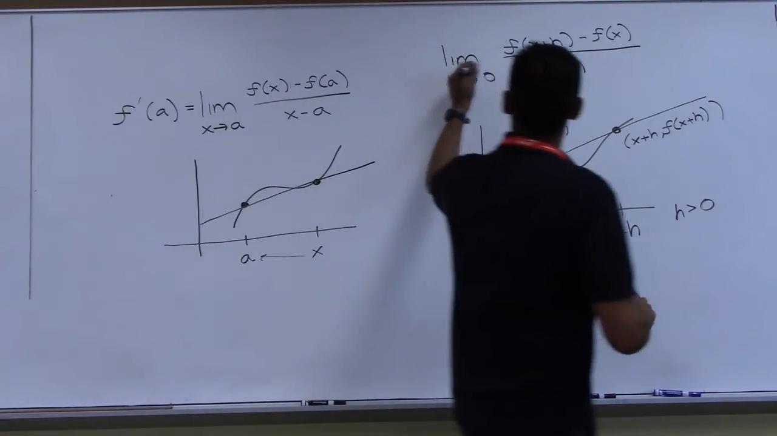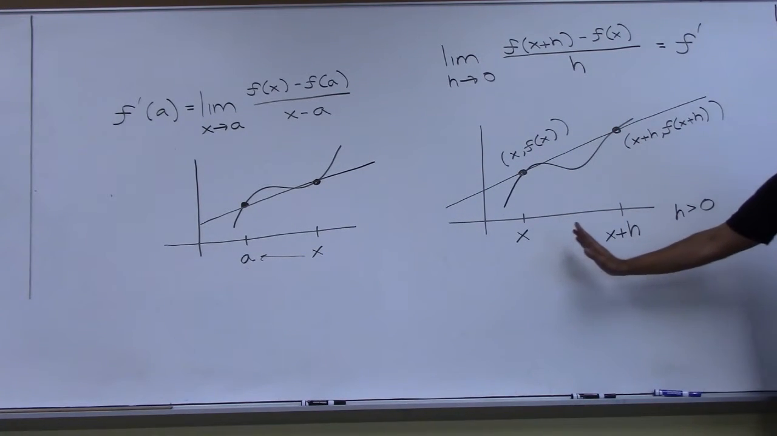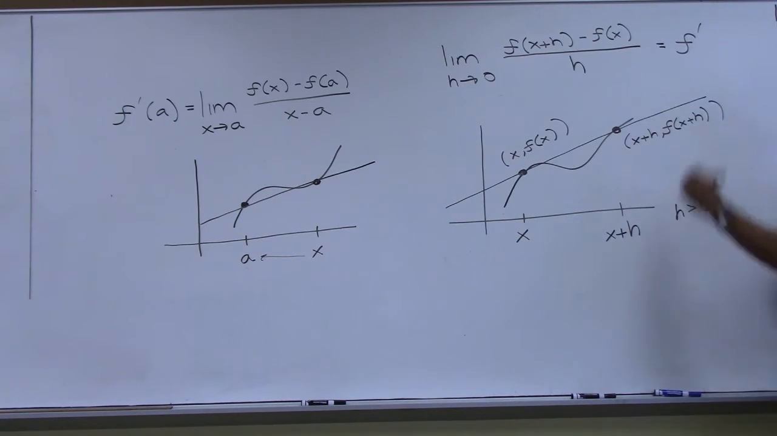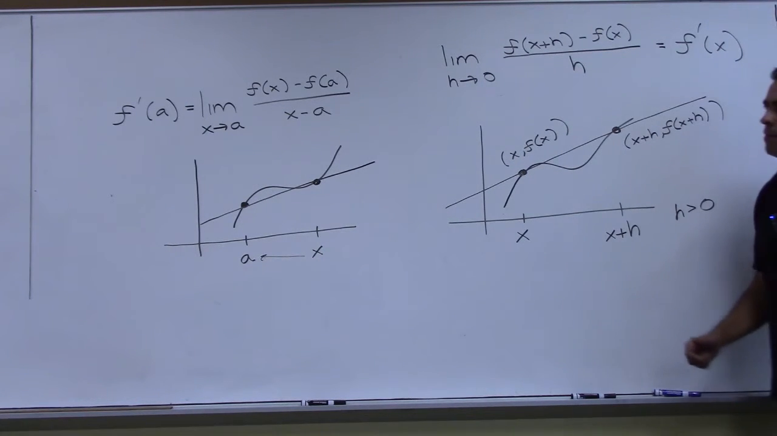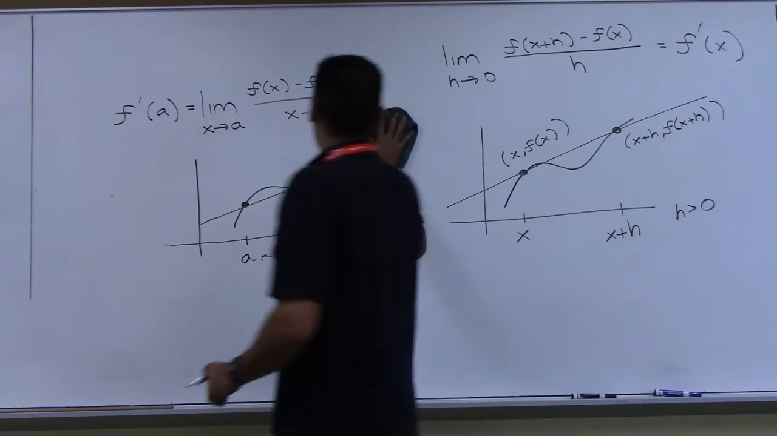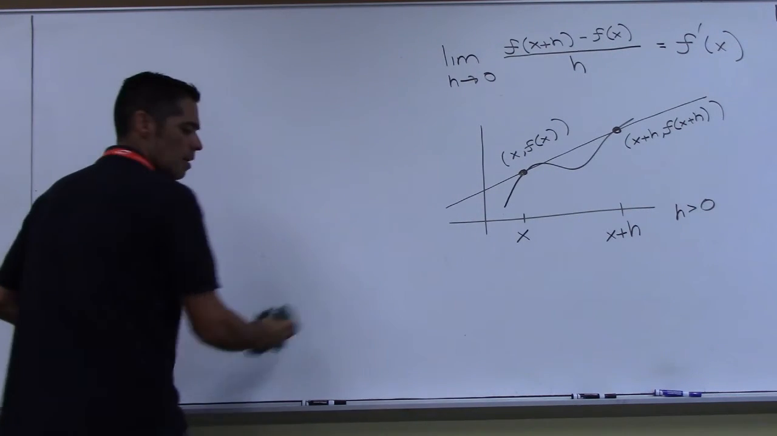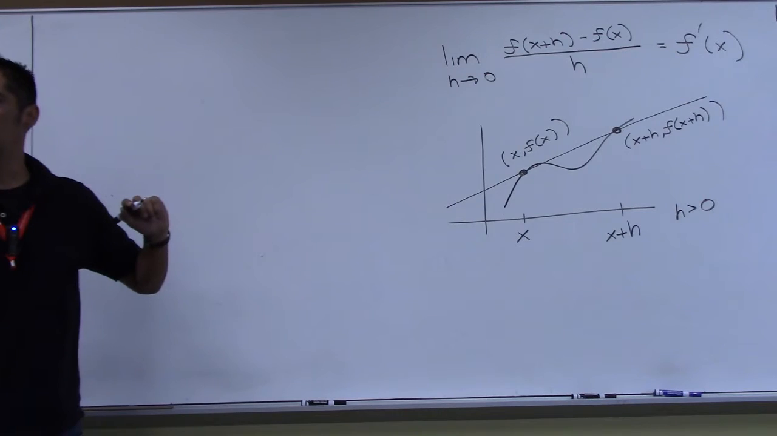So this is also the derivative, but here we would say it's not the derivative at a, it's the derivative where? At x. These are two different definitions for the same exact thing. Exactly the same thing. So what I'd like to do is a very quick example, so you can see the two definitions being used.